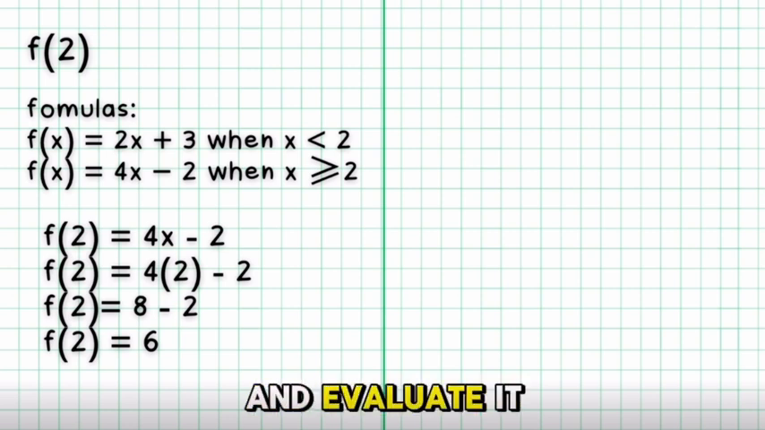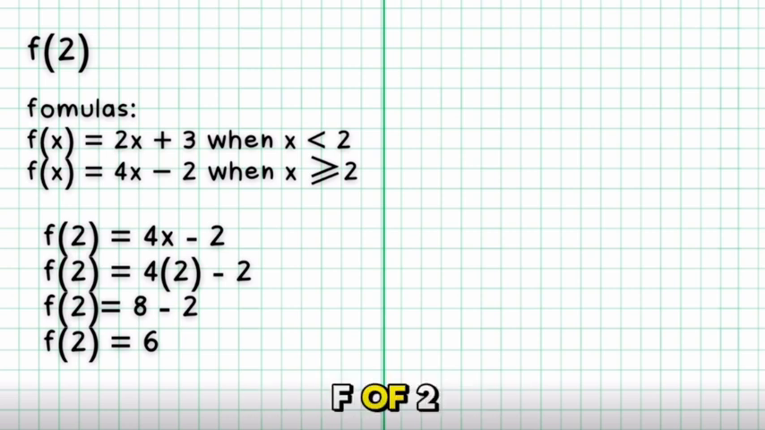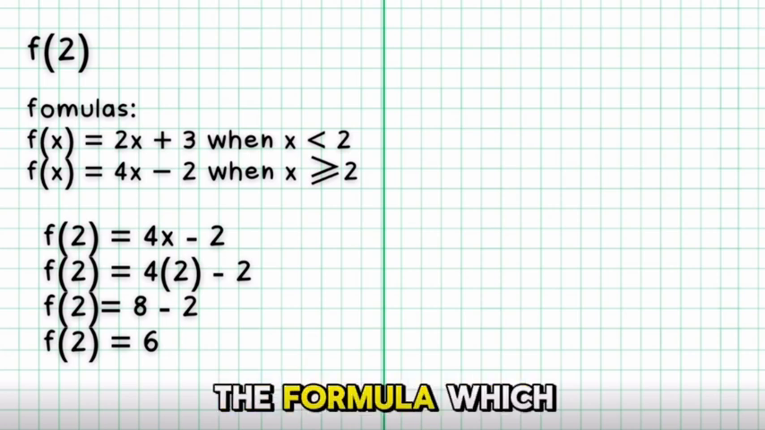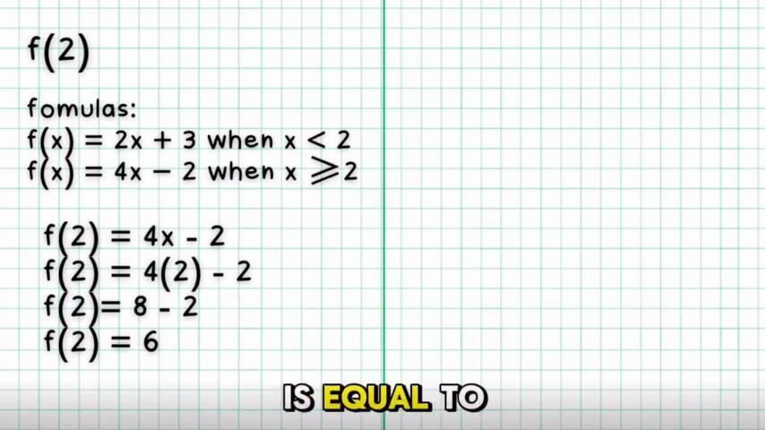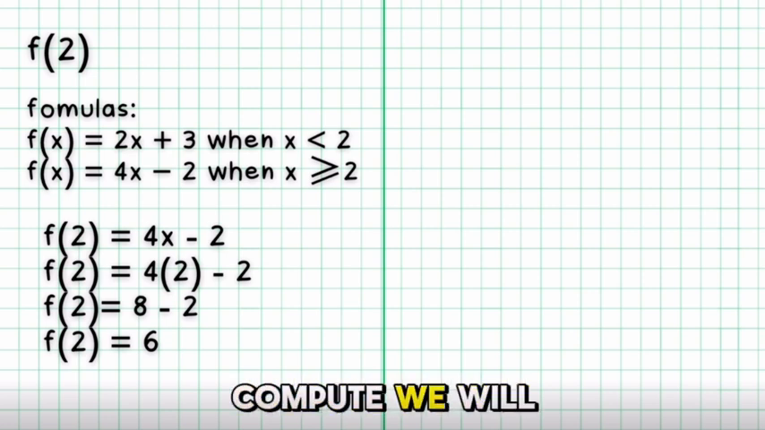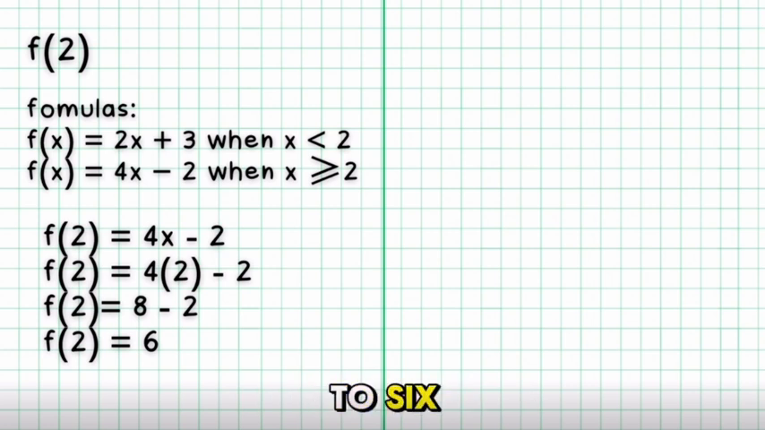Now, let's try and evaluate it. F of 2 is equal to 4x minus 2. Substitute 2 into the formula, which will give us f of 2 is equal to 4 multiplied by 2 minus 2. 4 multiplied by 2 will give us 8, which will then lead us to f of 2 is equal to 8 minus 2. And after we compute, we will get f of 2 is equal to 6.